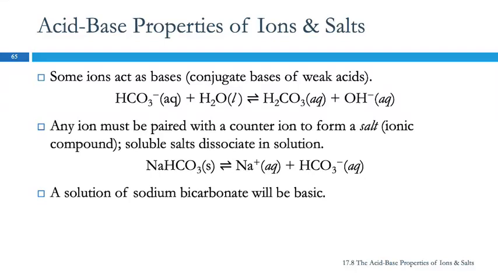Now we're going to look at acid-base properties of ions and salts. And so this is where we need to have an understanding of what conjugate acids and bases are. So there are some ions that can act as bases because they are the conjugate base of a weak acid. So HCO3 minus was on that list of weak bases.